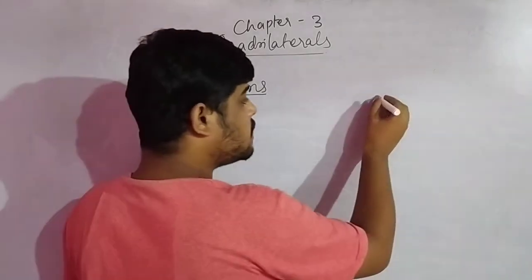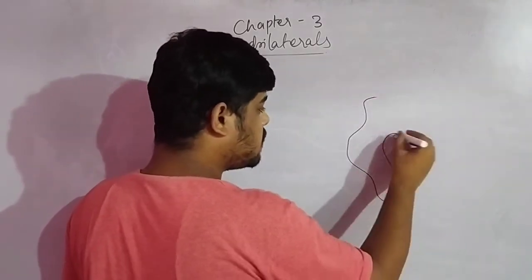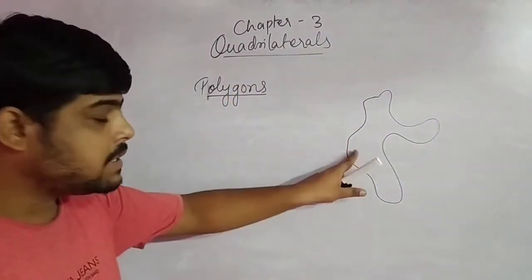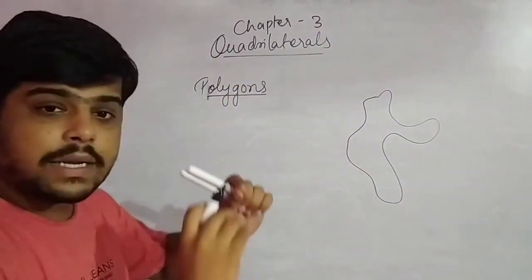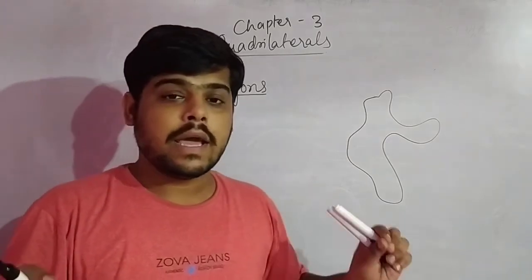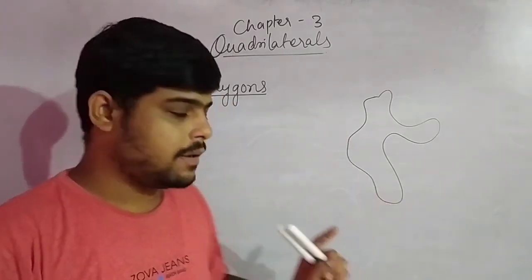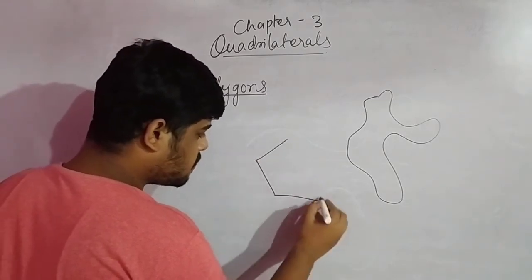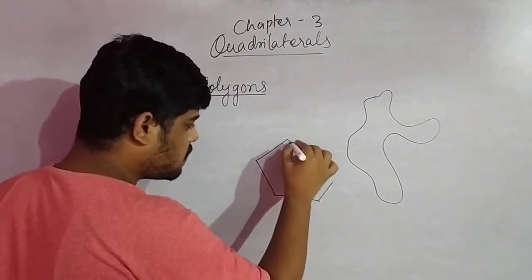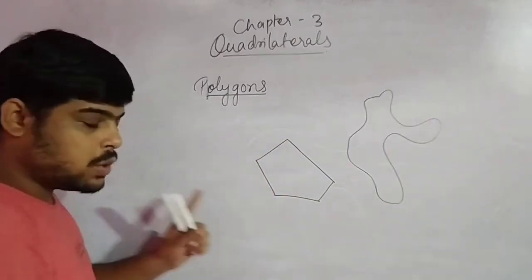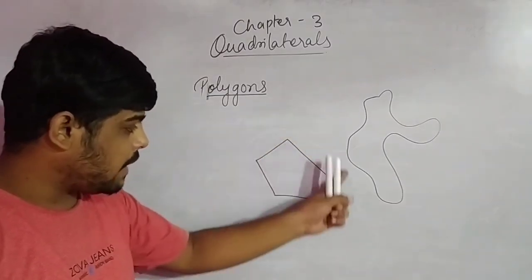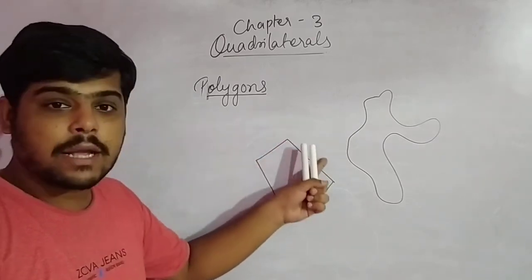For example, this is a closed curve, but it is not a polygon because it is not formed by the help of line segments. See here, beta. This is a closed curve as well as a polygon because it is formed by the help of line segments.